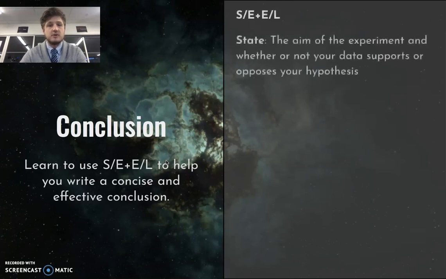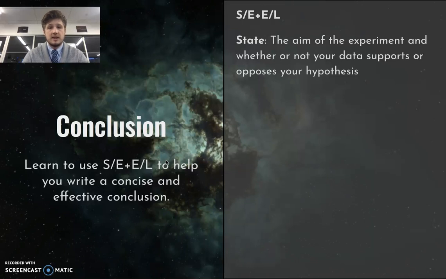Now that will make a bit more sense in a second, but over to the S. So the S stands for state, and this is where you want to reiterate what you were doing in your experiment and what you thought would happen. So that's obviously the aim and hypothesis. You also want to put in whether or not the data you collected, the graph you drew, actually supported or provided evidence against your hypothesis. It's okay if it goes either way, because you will unpack and explain to the reader the significance of your results in the latter part of your SEAL conclusion.